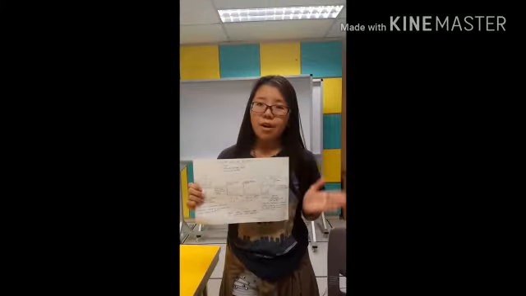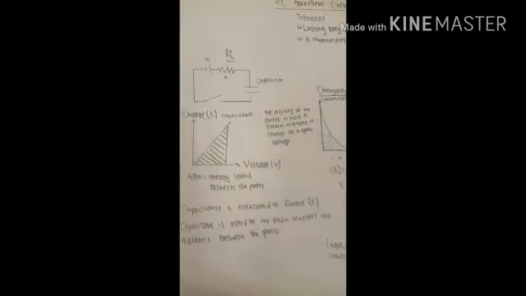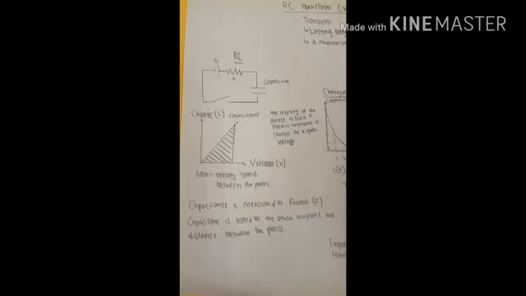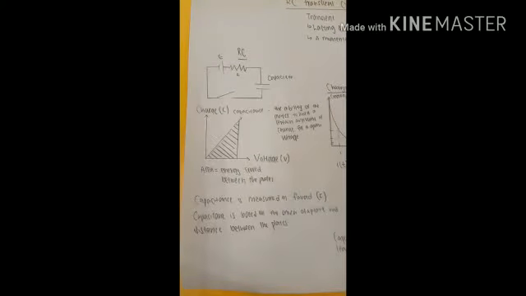Now I'll be talking about the RC transient circuit versus the RL transient circuit. Transient basically means a momentary variation of current or voltage. An RC circuit is basically a resistor and capacitor in a circuit. Capacitance is the ability of the plates to hold a certain amount of charge for a given voltage, and the voltage across the plates is basically the energy stored between the plates.